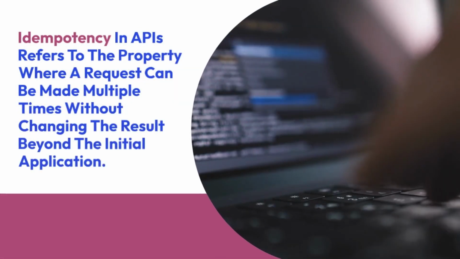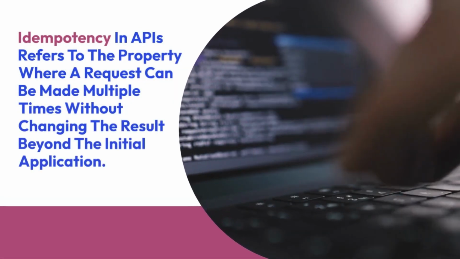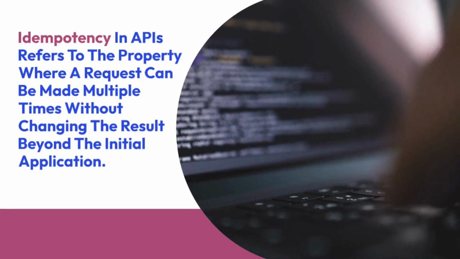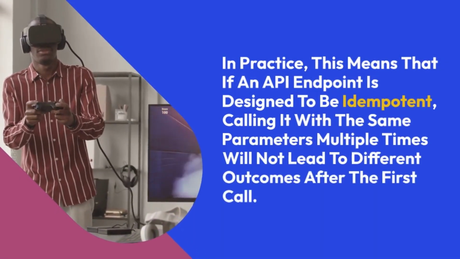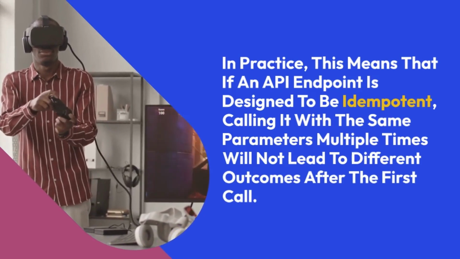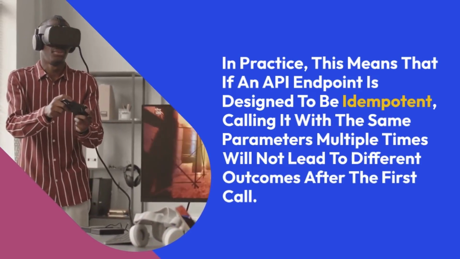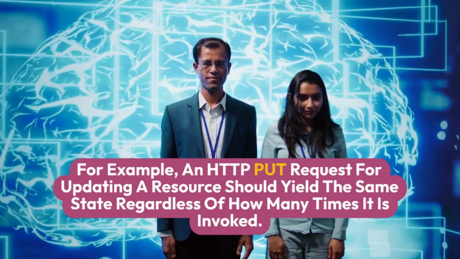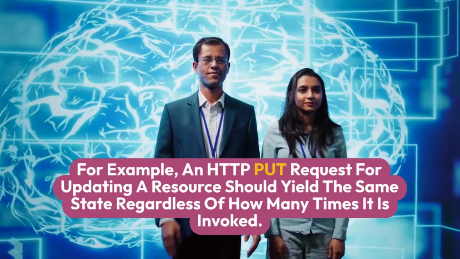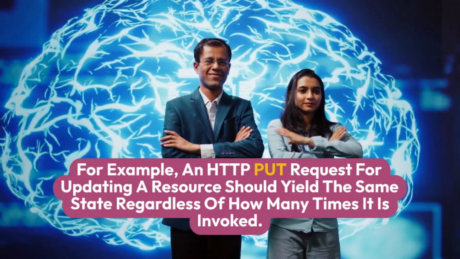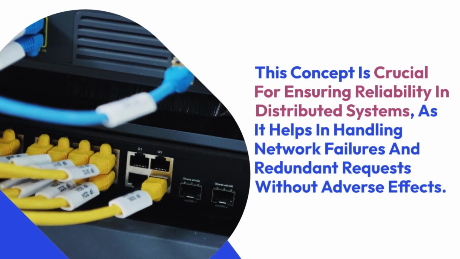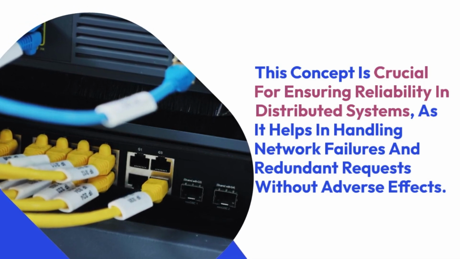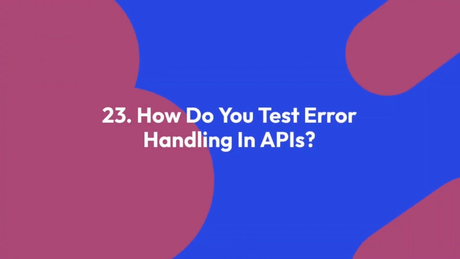Idempotency in APIs refers to the property where a request can be made multiple times without changing the result beyond the initial application. In practice, this means that if an API endpoint is designed to be idempotent, calling it with the same parameters multiple times will not lead to different outcomes after the first call. For example, an HTTP PUT request for updating a resource should yield the same state regardless of how many times it is invoked. This concept is crucial for ensuring reliability in distributed systems, as it helps in handling network failures and redundant requests without adverse effects. 23. How do you test error handling in APIs?